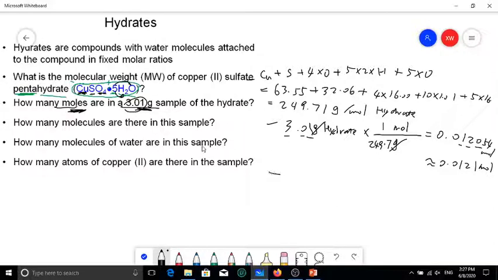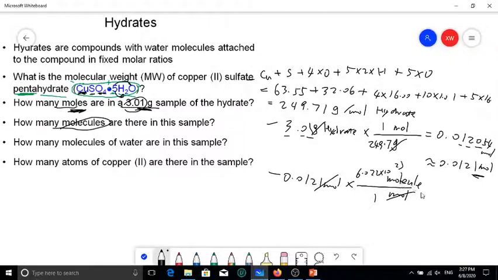So in this many moles, how many molecules are there in the sample? We already have the number of moles ready, so all you need to do is convert the moles into molecules and cancel the mole. Every 1 mole is 6.022 times 10 to the 23rd molecules. So that equals 7.26 times 10 to the 21st molecules.